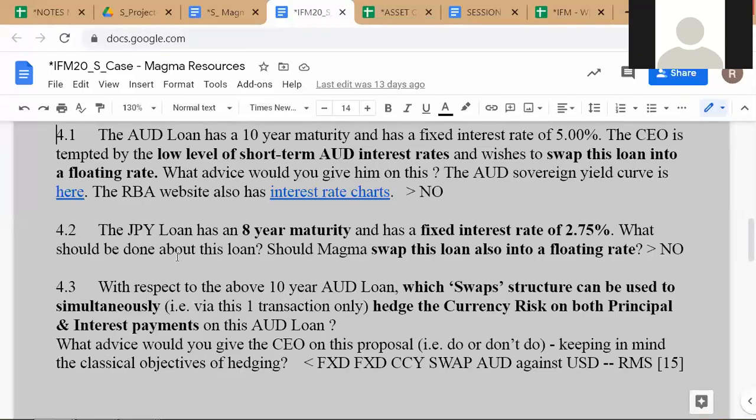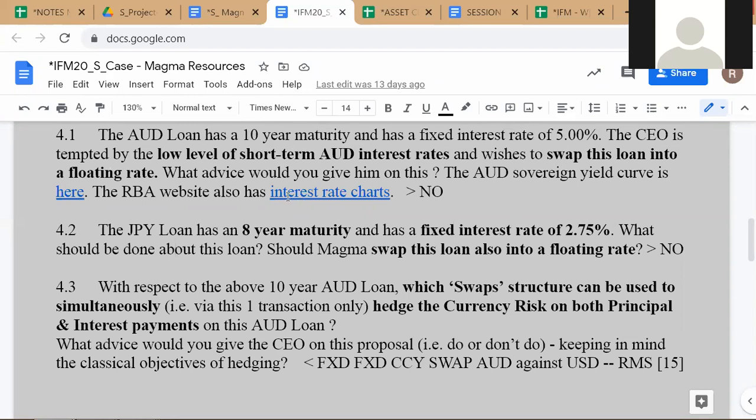First, let's look at the questions in the case. Okay, so we're talking about what kind of problems could be solved using swaps. So here you see the problem. What is happening is that the Aussie dollar loan has a 5% interest rate. It's a fixed interest rate. And the CEO is looking at low short-term interest rates on the Aussie, right?